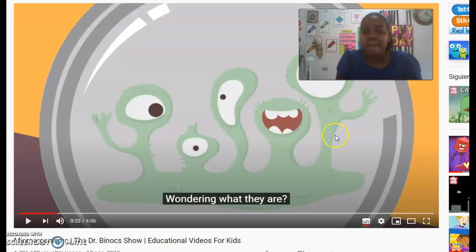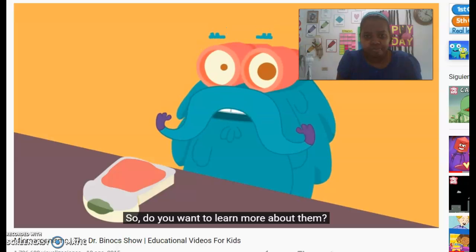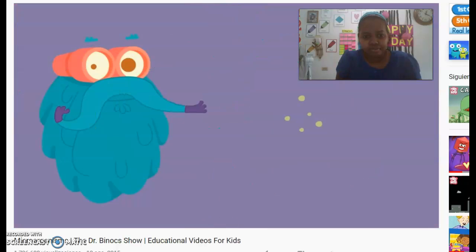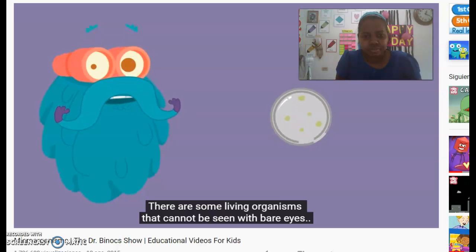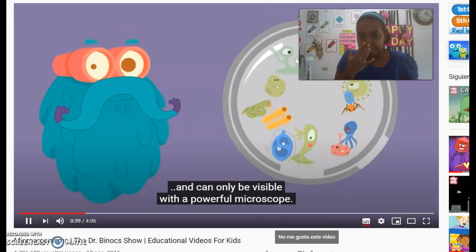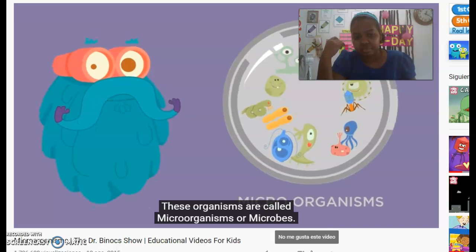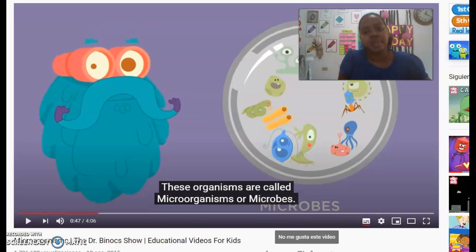Look, those are microorganisms. Do you want to learn more about them? Zoom in! There are some living organisms that cannot be seen with bare eyes. Most of these organisms cannot be seen with our eyes. They need a powerful microscope in order to be seen. These organisms are called microorganisms or microbes.